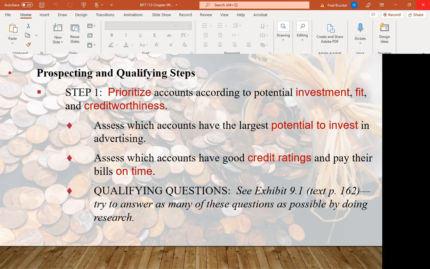Assess which accounts have good credit ratings and pay their bills on time. Most media outlets will run some sort of credit report on a business to determine if they're those that pay their bills and they pay in full. In the textbook, there's a list of qualifying questions that you may find as helpful in trying to assess that someone is qualified to do advertising.